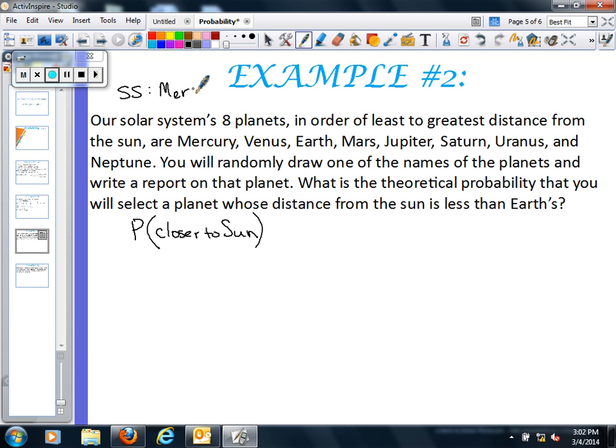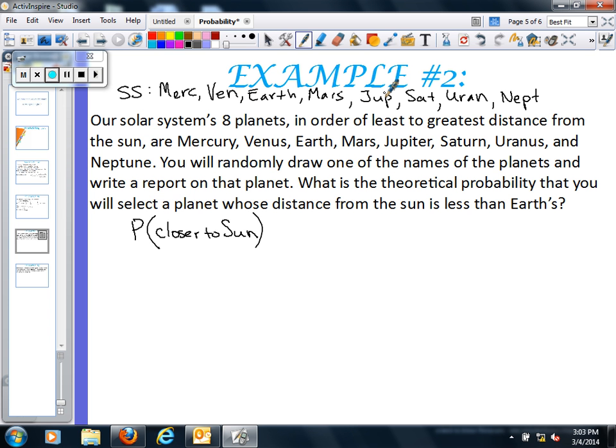So you have Mercury, I'll abbreviate some of these, Venus, Earth, Mars, Jupiter, Saturn, Uranus, and Neptune. Okay, so there's my sample space. There are 1, 2, 3, 4, 5, 6, 7, 8 of them. All right?